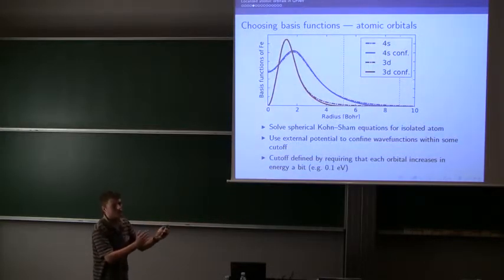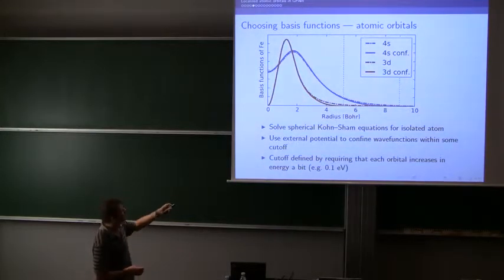Then we need to cut them off at some point so that they don't cover all the space, right? So we put an external potential around the atom so that it approaches infinity at some range. In this figure, we have the 4s state and 3d state of iron, and they get cut off here and here.